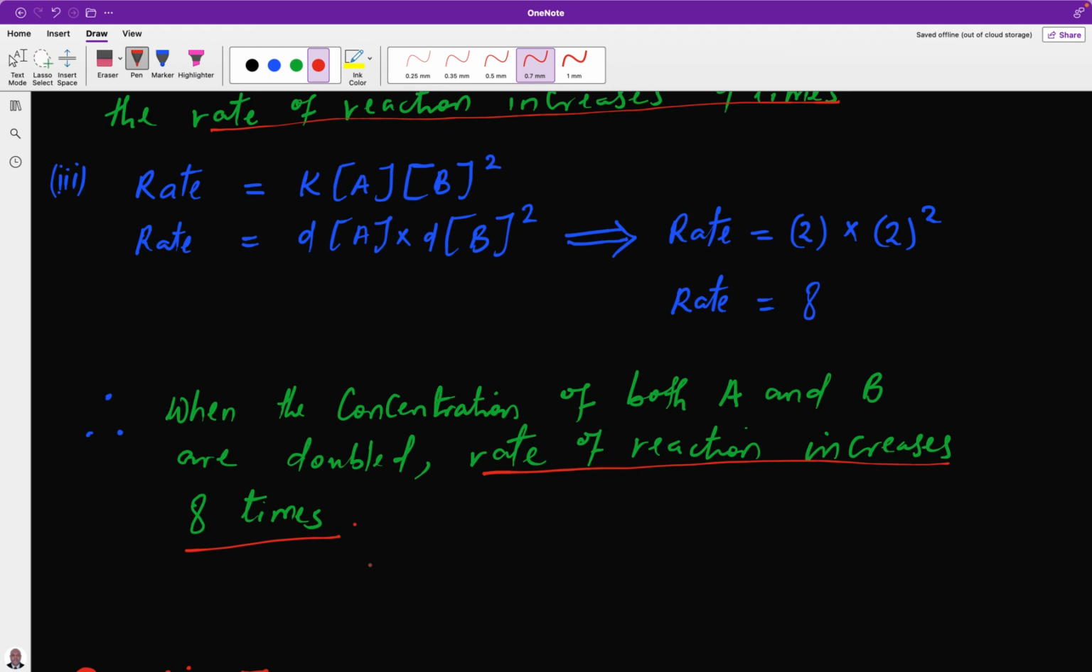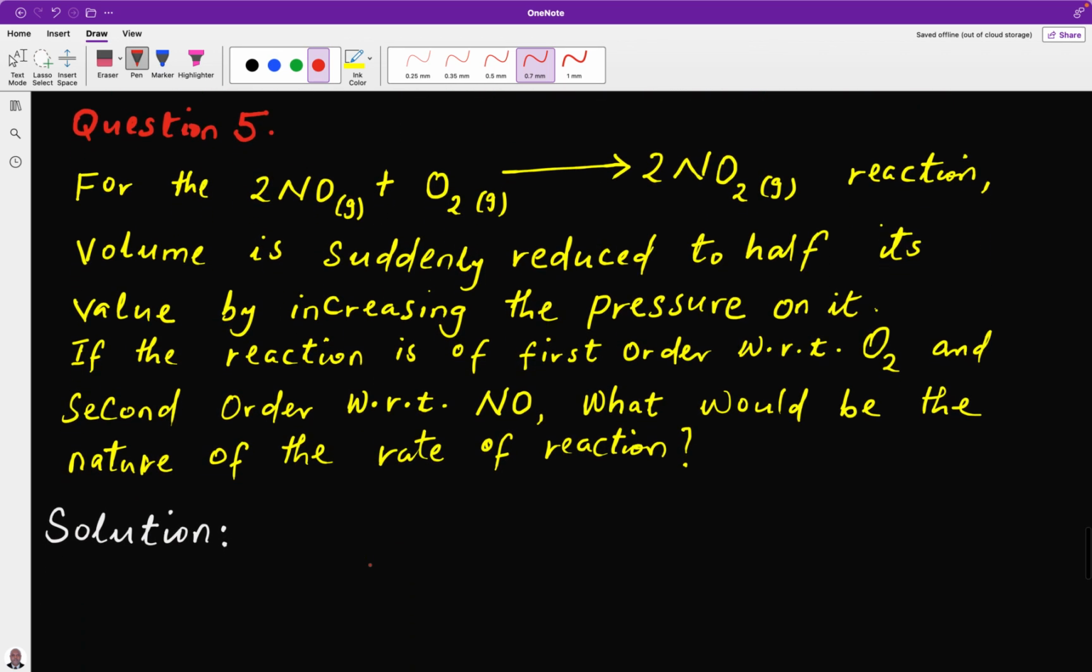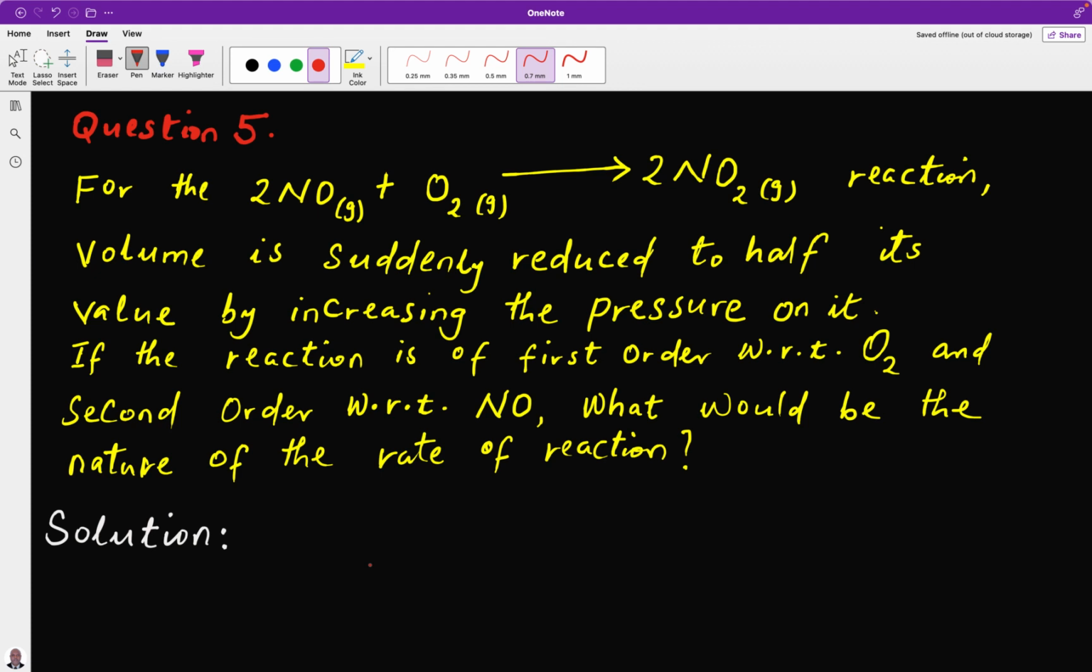Let's go to question number 5. For question number 5, this is the last question we are solving.